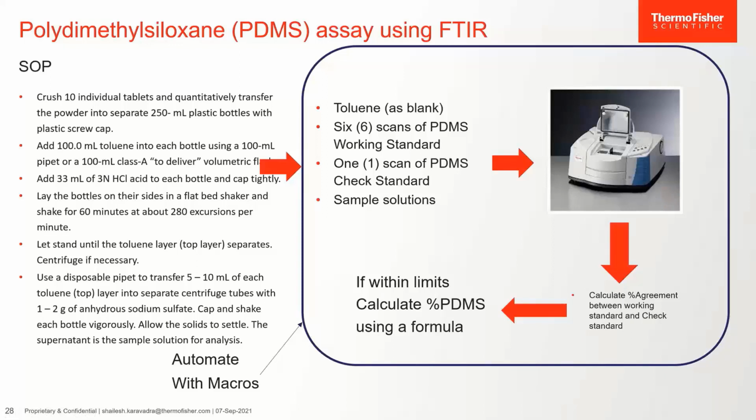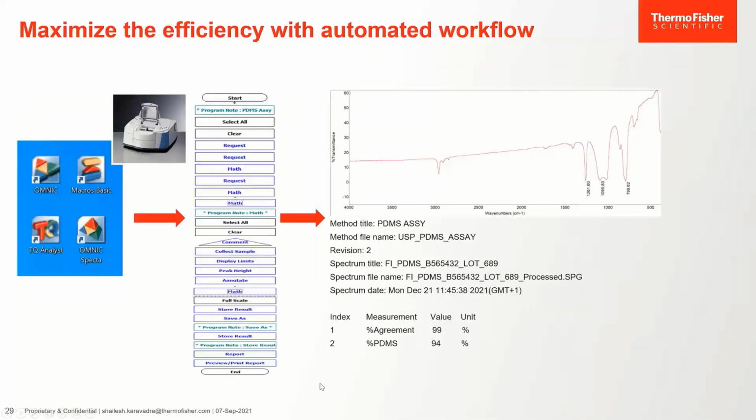This assay could be applied to all the pharma products containing simethicone. It's a lengthy procedure if really done manually. How can we reduce this procedure and make it efficient or streamline it for all the operators so you don't introduce any errors in your sample steps or calculations? One way is to create an automated workflow by using Macros Basic.